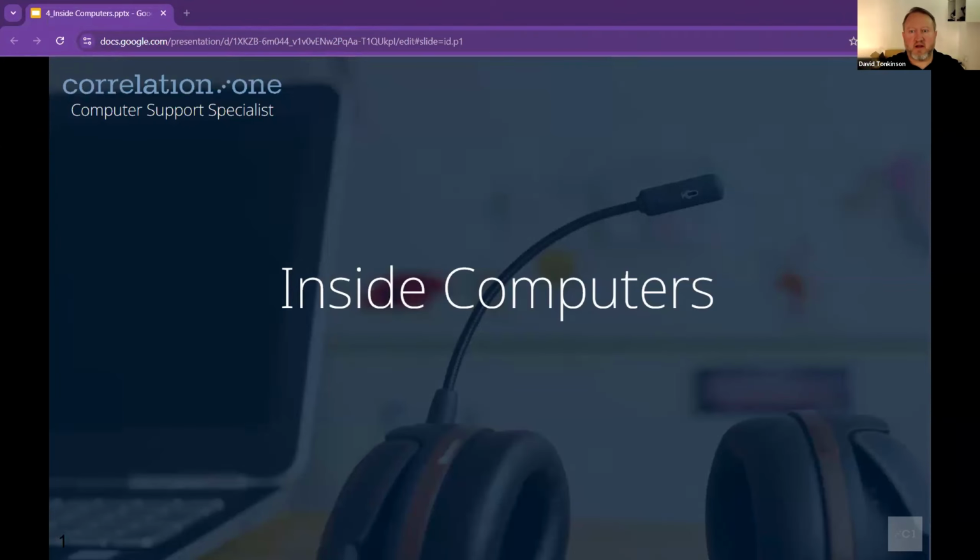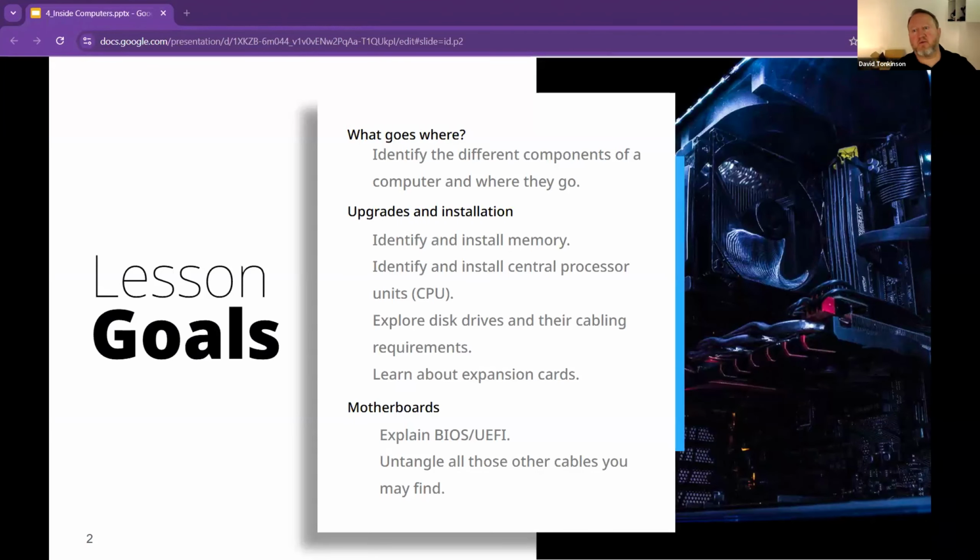Okay, so without further ado, let's dive in. Today we're literally going to lift the hood off a computer. We spoke last week about what RAM is, what a processor is, etc., but we didn't physically touch on it. So we're basically going to deal with what goes where, and learn to identify the different components in computers.